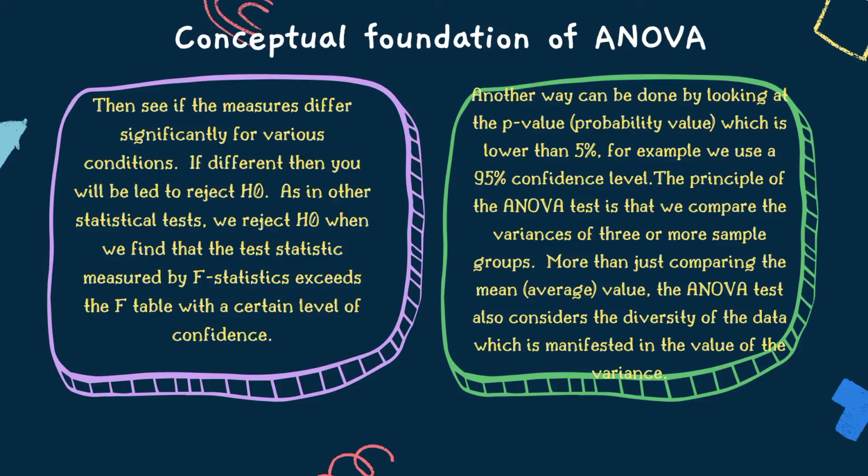The principle of the ANOVA test is that we compare the variances of three or more sample groups. More than just comparing the mean, or average, value, the ANOVA test also considers the diversity of the data, which is manifested in the value of the variance.